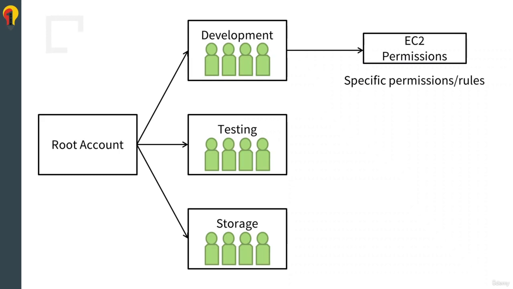So for example, this is my root account and there are three departments: development, testing, and production. I'll create users, assign them to specific departments with specific permissions. So this is how IAM manages. Let's look into some more features of IAM.